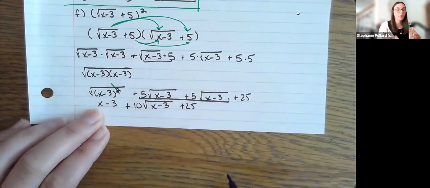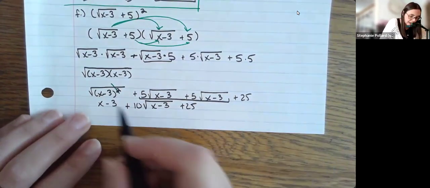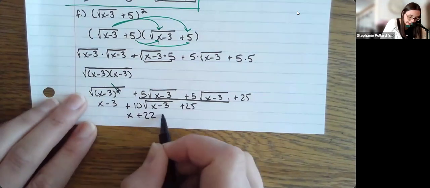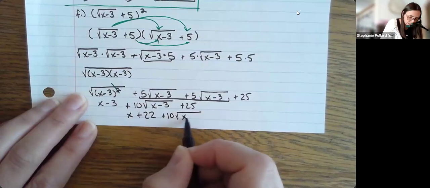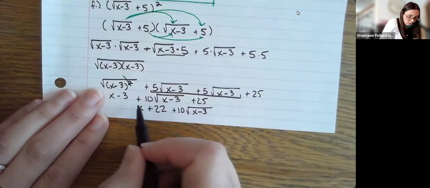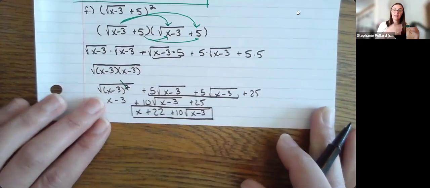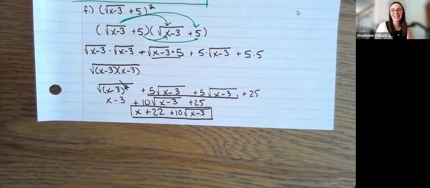And I'm finally just going to combine some like terms here. So I have an x, minus 3 and 25 is going to be positive 22. And then I have that 10 root x minus 3. There's really nothing else you can do here. If you have them in a different order, it's fine. But you should have an x, a plus 22, and a plus 10 root x minus 3 as your final answer.